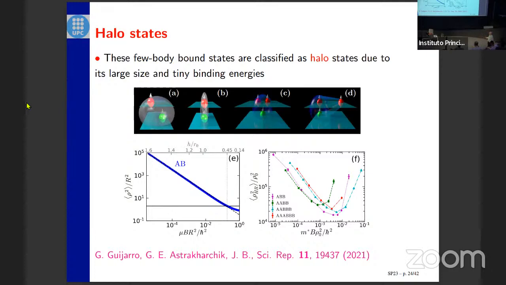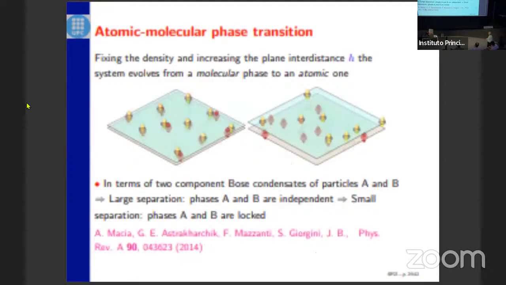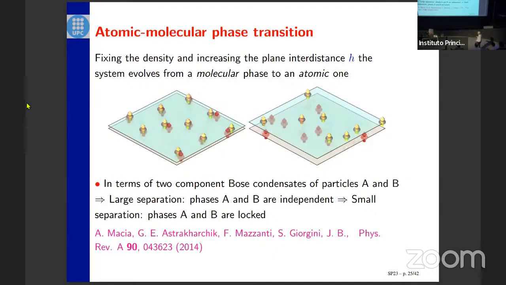Well, this is the way in which halo states are found. You plot the energy and here the size. There is a scaling law, and if these curves are above two, which is this limit here, it is assumed that they are halo states. In all cases, you can see that they are halo states. Well, a more interesting thing that appears in the bilayer is that, depending on the interlayer distance, you have not only an atomic phase, but also a dimeric phase.